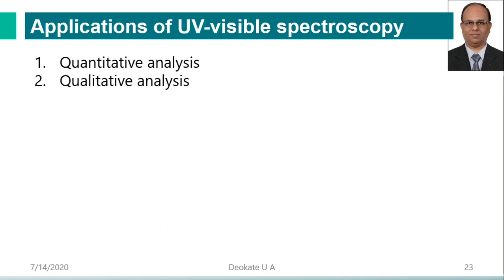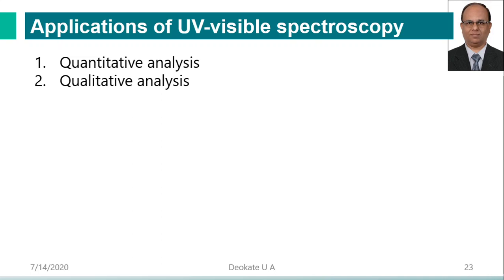The second application is qualitative analysis. Ultraviolet absorption spectroscopy can be used to characterize those types of compounds which absorb UV radiation. So this is the use for identification. Identification is done by comparing the absorption spectrum with the spectra of known compounds. We'll have one known compound spectrum and one unknown compound spectrum. We can compare those spectra and do the identification. UV absorption spectroscopy is generally used for characterizing aromatic compounds and aromatic olefins.